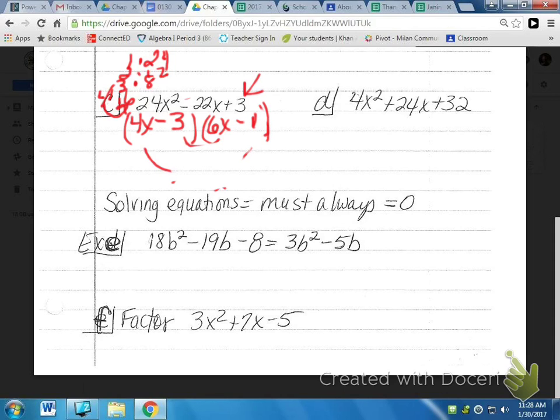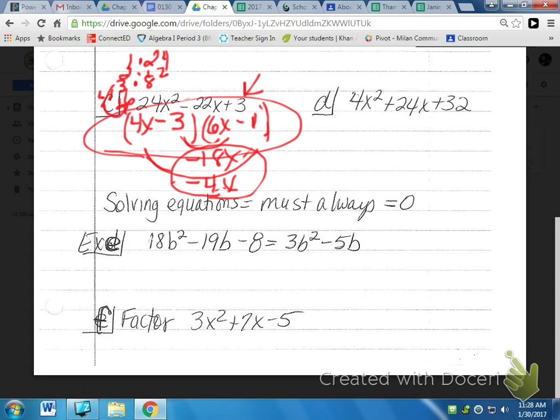If not, I've got to redo my 4x and 6x then. That's my only option. Outer, negative 4x. Inner, negative 18x. When you put negative 18 and negative 4 together, what do you get? Negative 22, so this would be correct.